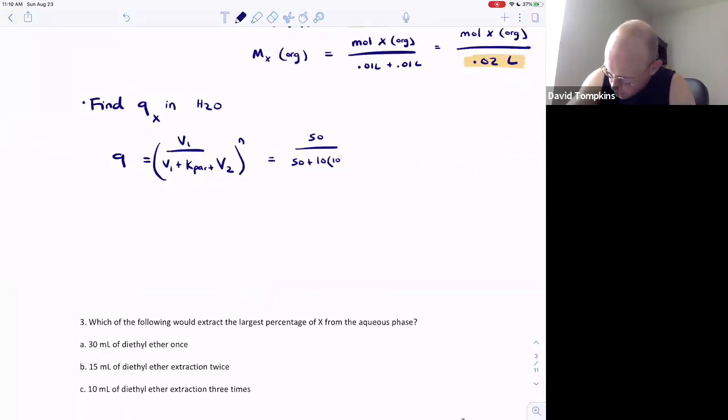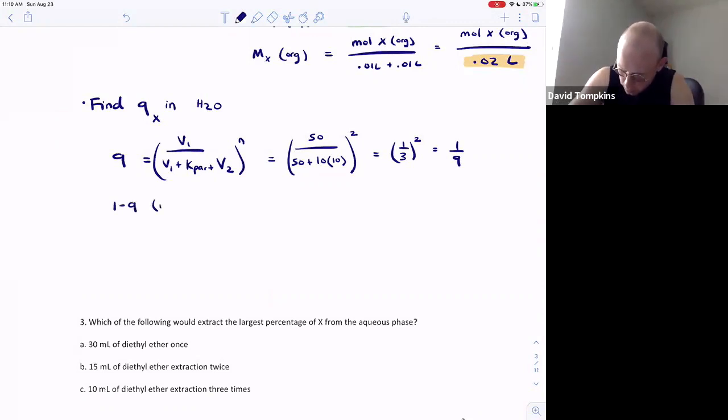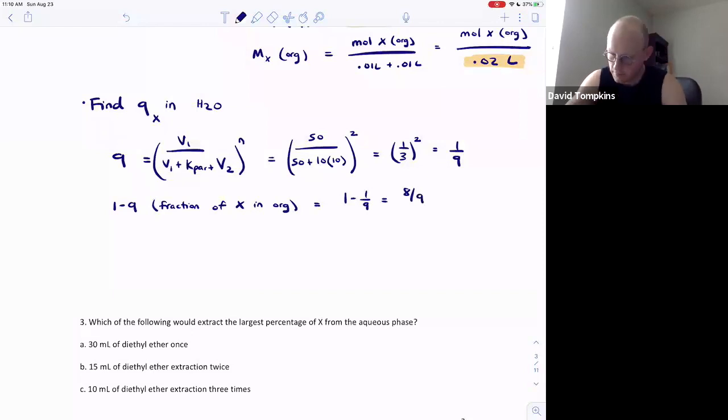And we're doing 10 mL extractions 2 times. So if you solve for this, you'll see that it's 1/3 raised to the 2 power, or 1/9. Okay, which means that 1 minus Q, or the fraction of X that is going to the organic phase, the ether, is 1 minus 1/9, or 8/9. So now we know the fraction of X in each phase.